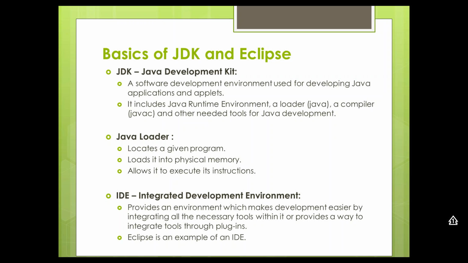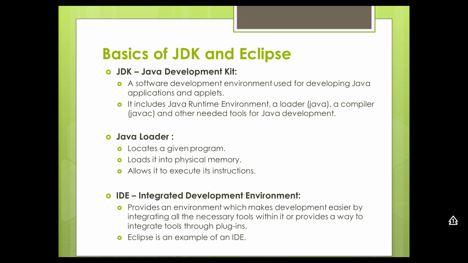Java originated from Sun Microsystems, right? So what does it contain? It contains many tools. The main tools that are needed are the Java runtime system, JRE, a loader, and a compiler. Those are the main things which we will be using extensively, and other tools are also there.